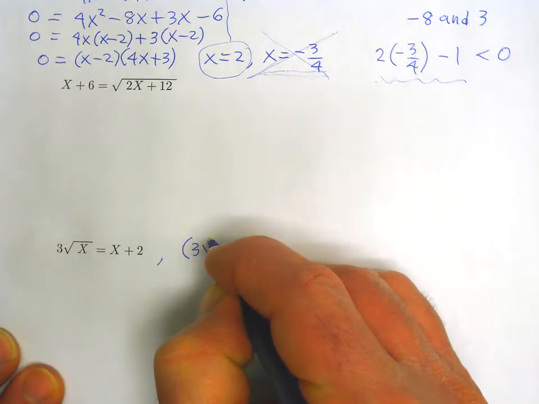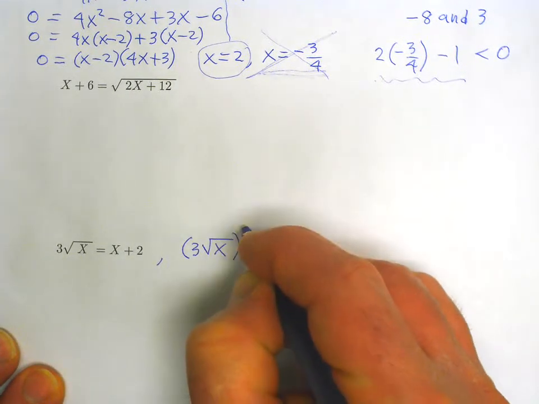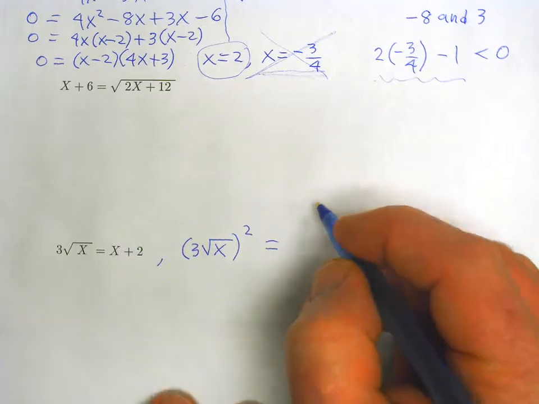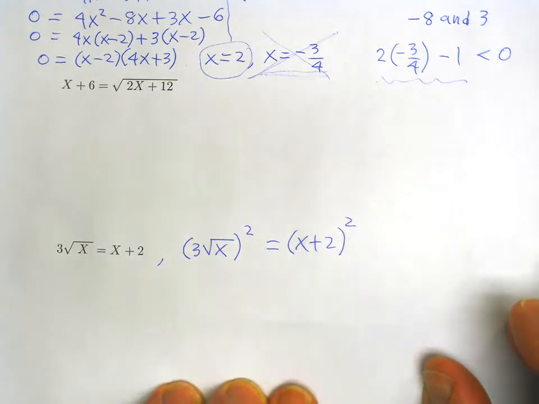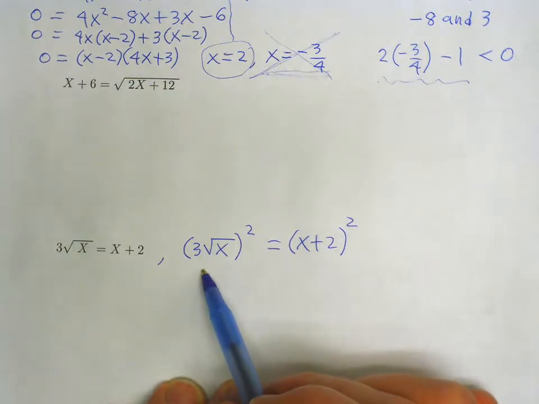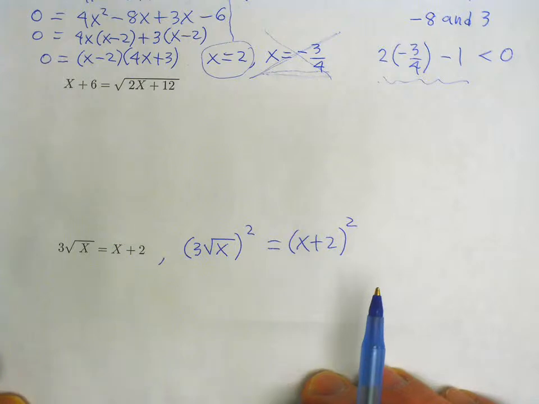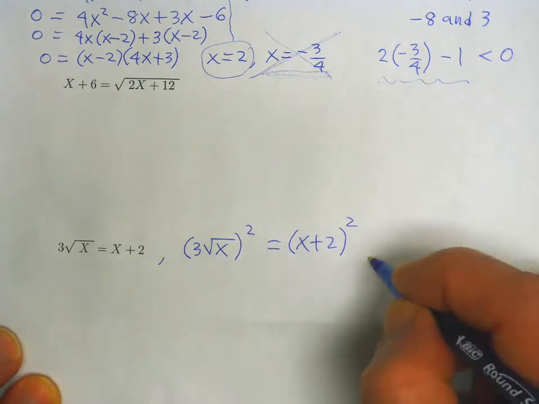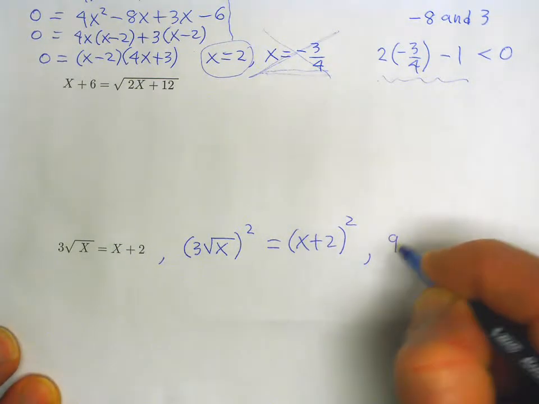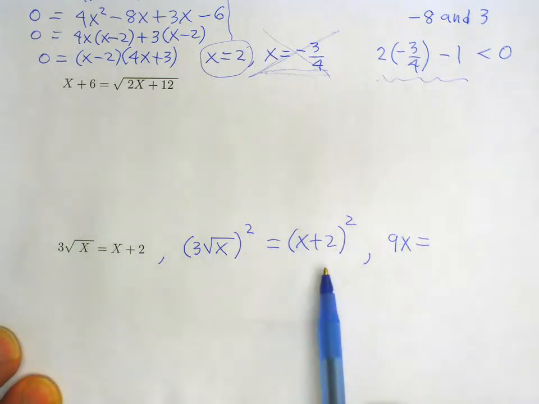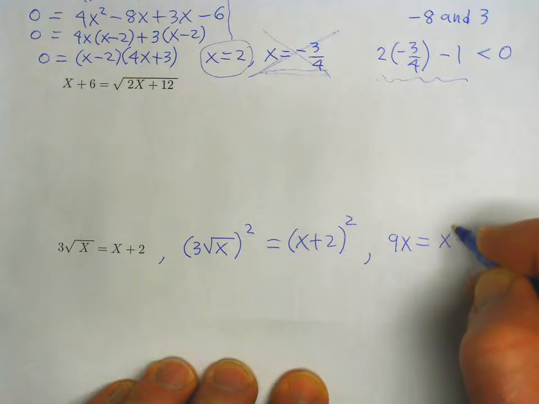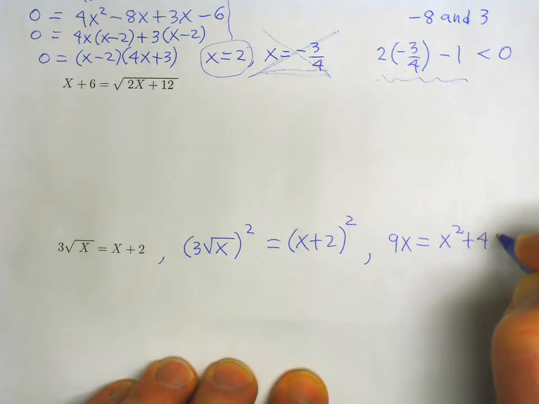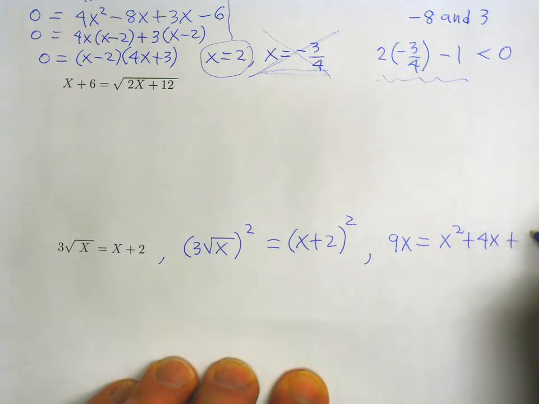So we're going to square 3 times the square root of x. And then on the right-hand side, we're going to square x plus 2. And remember what it means to square something. When we square 3 times the square root of x, that means 3 times the square root of x times 3 times the square root of x. So the left-hand side simplifies to 9x. And then when we square x plus 2, we're going to get x squared plus 4x plus 4.